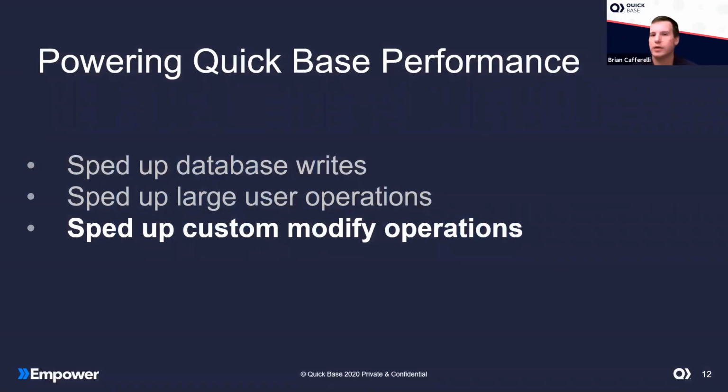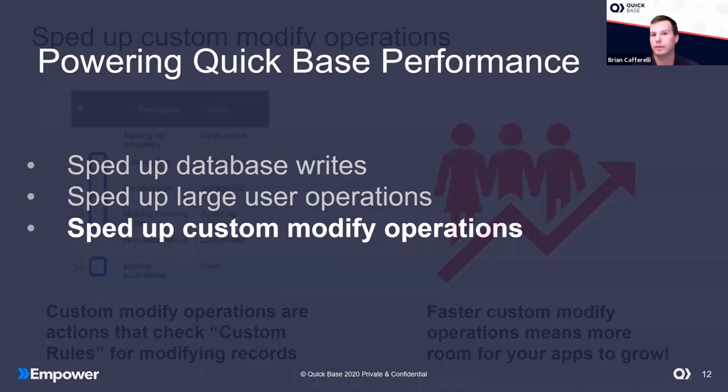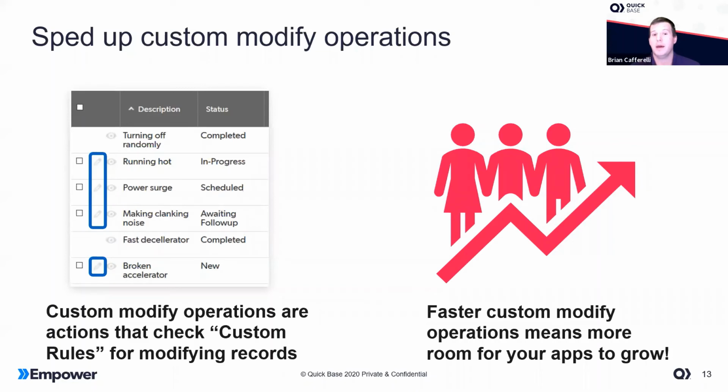Lastly, we've sped up custom modify operations. So a custom modify operation is any action that you take in one of your apps where we have to check a custom rule. Now, the custom rule is part of rules and permissions. So, if you want to control which records users can edit, sometimes there's a need to have complex business logic in there. Sometimes it's sufficient to say, only allow my sales reps to edit opportunities where they're the user listed in the assigned to fields.